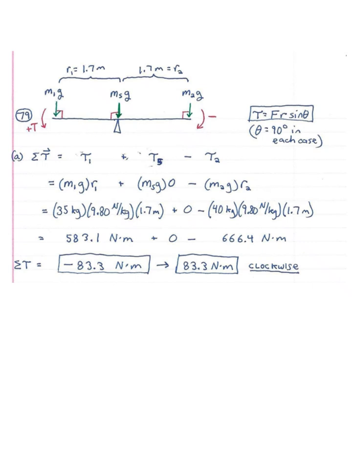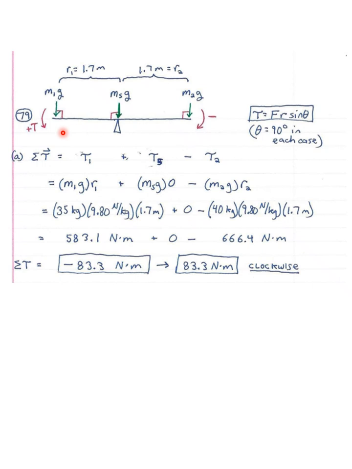Number 79. Two children with masses 35 kilograms and 40 kilograms sit at opposite ends of a 3.4 meter long seesaw with mass 25 kilograms, with the fulcrum at its midpoint. With the seesaw horizontal, find the net torque on the seesaw and its angular acceleration. And on this page, I've done part A, the net torque. Let's draw a picture here. We have the seesaw, we have the child, I'll call him 1, and the other child 2.